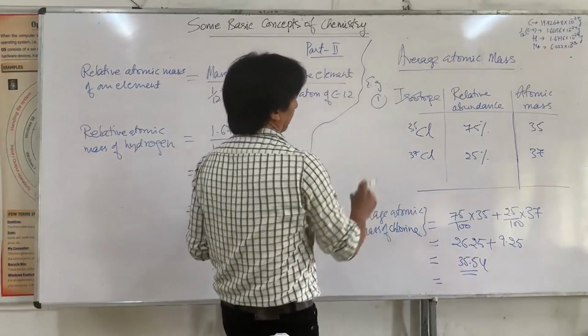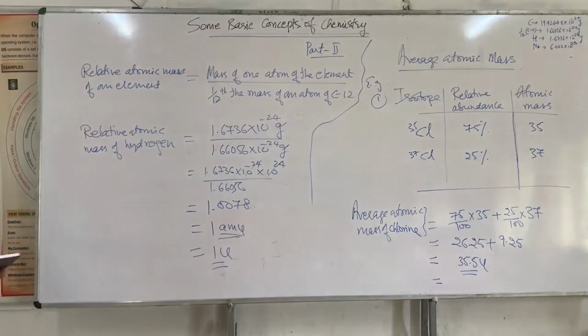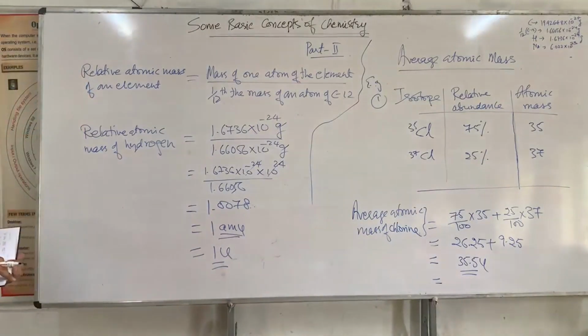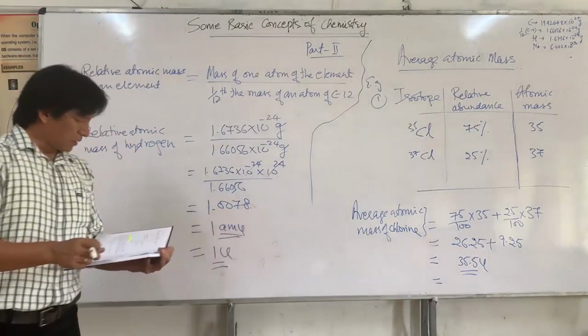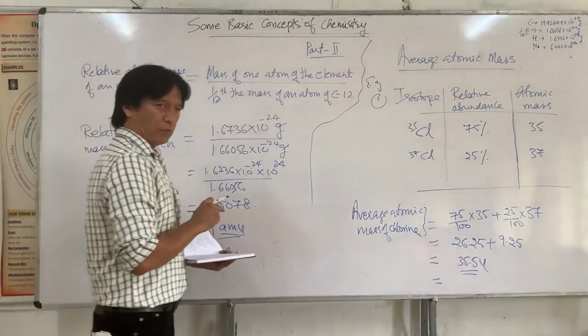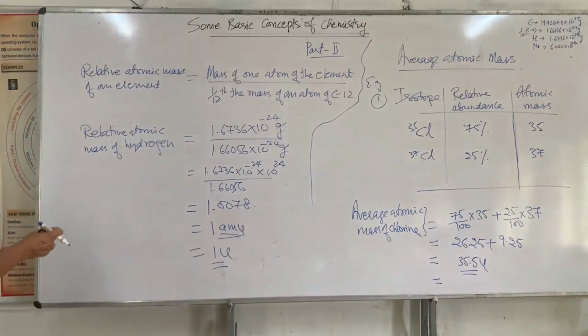So this is the meaning of average atomic mass, and this is how the average atomic masses of different elements are actually calculated. It is based on their existence and their abundance. Okay, so that's all about average atomic mass. Now, the next thing that we're going to learn is about molecular mass.